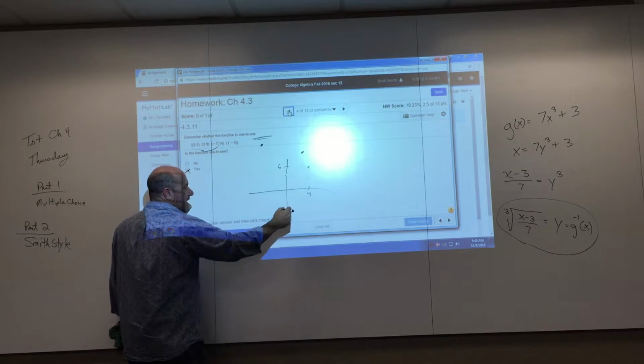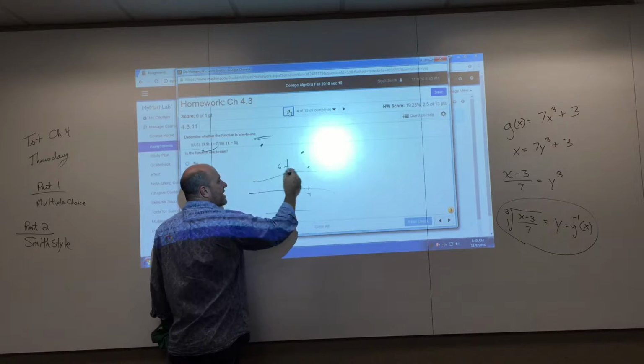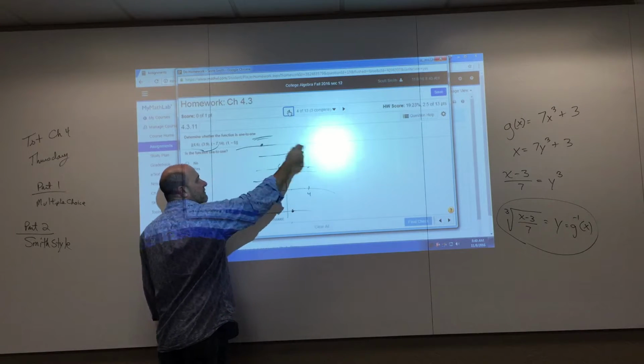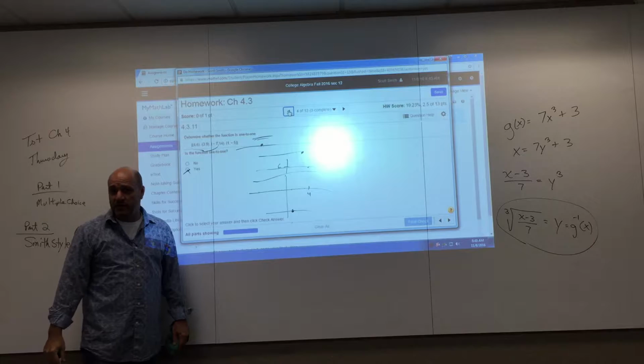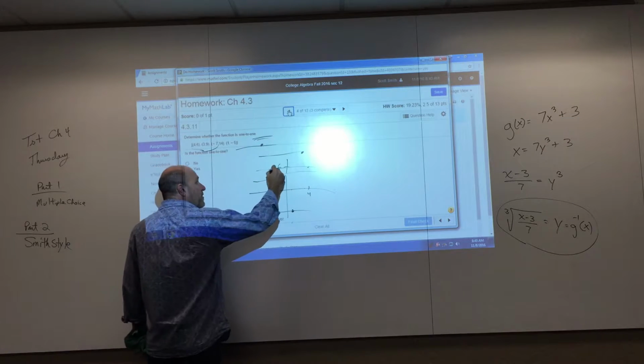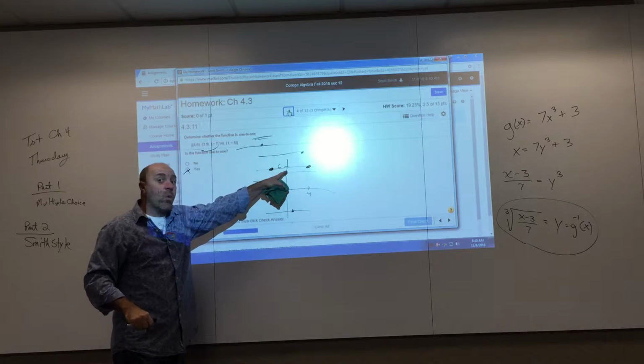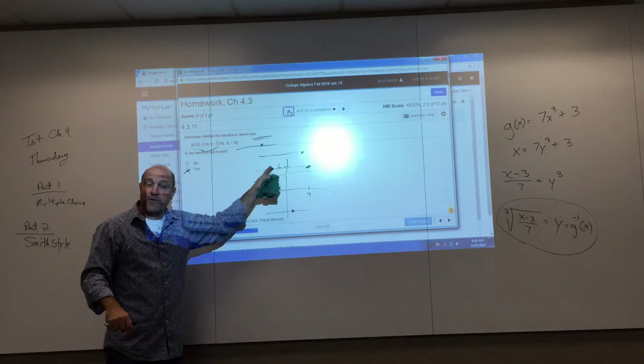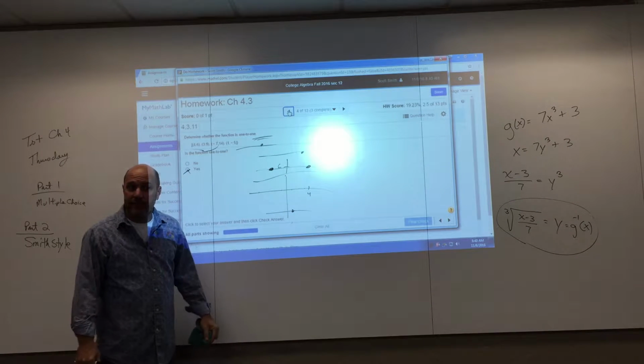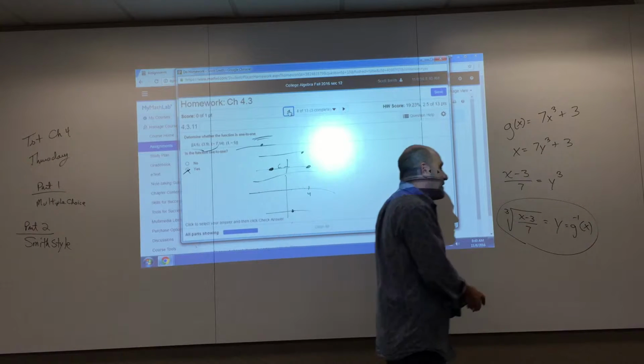All right. Any problem passing the horizontal line test? I don't see any problem passing the horizontal. If I would have had a couple of points on the same line, that would have been 1 y with 2 x's. That would have been not one-to-one. It didn't happen.